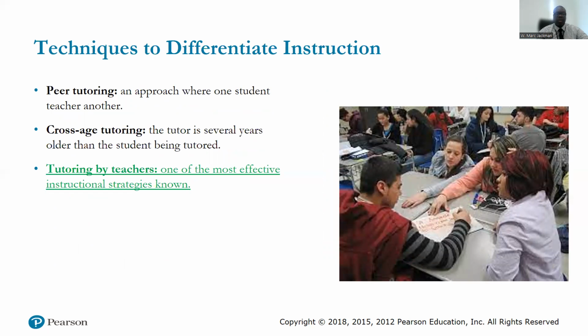Some techniques for differentiation may include peer tutoring, where we have students working one-on-one with each other, cross-age tutoring, where we have older students helping the younger ones, and the best, most effective method would be individual tutoring by teachers themselves. The teacher would deliberately sit with a child who's struggling with reading or with math and work through some strategies, identify where the child is at. That one-on-one approach is very effective.